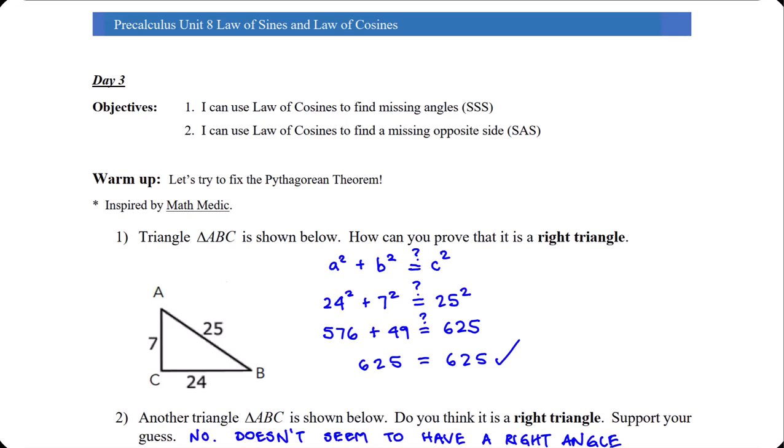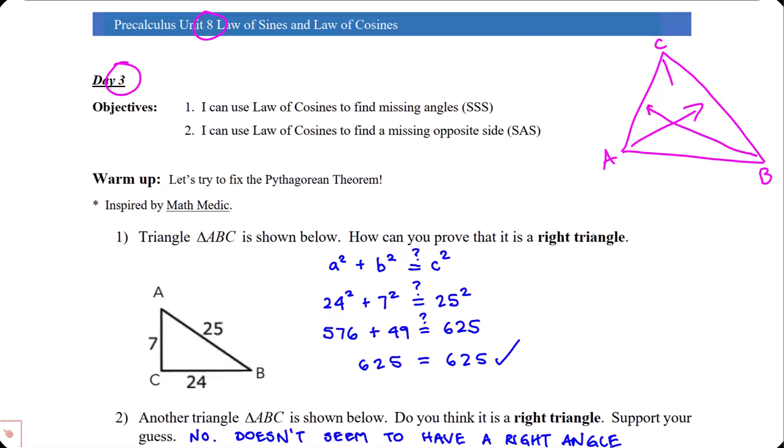Okay, Unit 8, Day 3. So what happens if you have a triangle and you don't have an angle and side both given to you? Now what do you do? Well, that's today's lesson. So here's our warm-up.